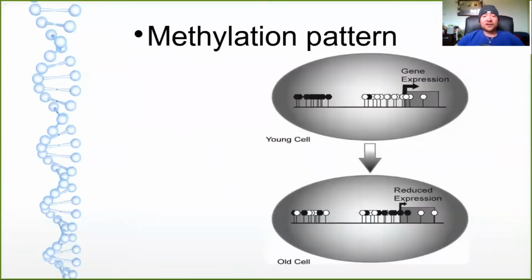Methylation patterns. Here is a young cell, here is an old cell. So in a young cell, you have usually the correct methylation pattern. The genes that should be on in that skin cell are on, the genes that should be off are off. Same with neurons, cardiac cells, etc. As you get older, due to exposure to various chemicals, various toxins, respiration, wear and tear, these patterns change. And cells become less efficient at doing what they're supposed to do, causing many of the symptoms of aging.